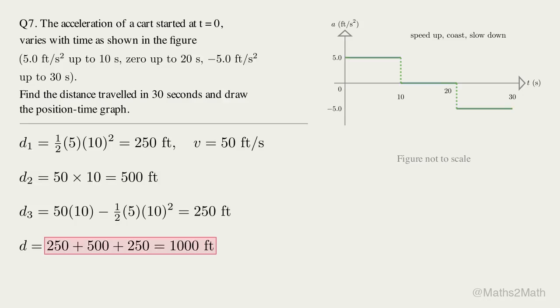The total distance is 250 plus 500 plus 250, 1,000 feet. The position graph rises as a parabola, then a straight line, then flattens into a mirrored parabola.